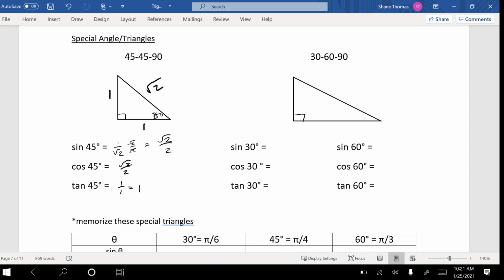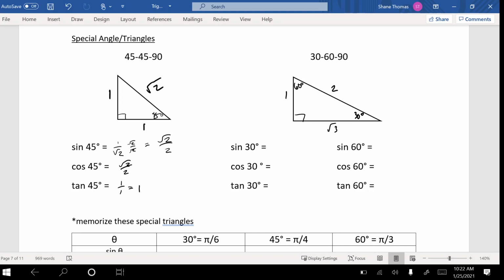The second one, the 30, 60, 90 triangle, is a little bit tougher. I'm going to make this my 60 degrees, and make this my 30 degrees. Now one side is twice as big as the other. In this case, this side would be root 3, this side would be 1, and this side would be 2. Every 30, 60, 90 will have that same setup, same relationship.